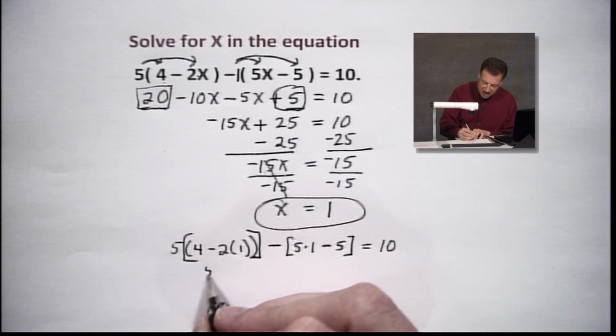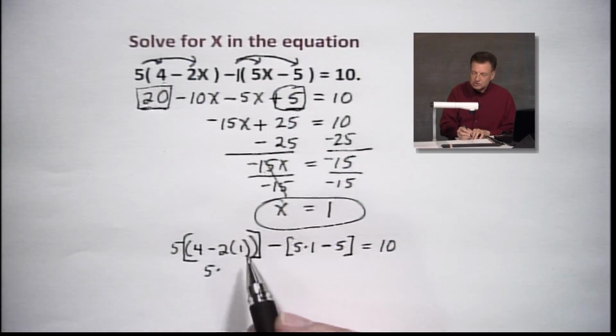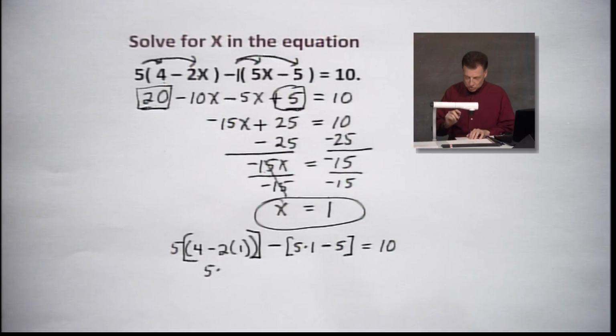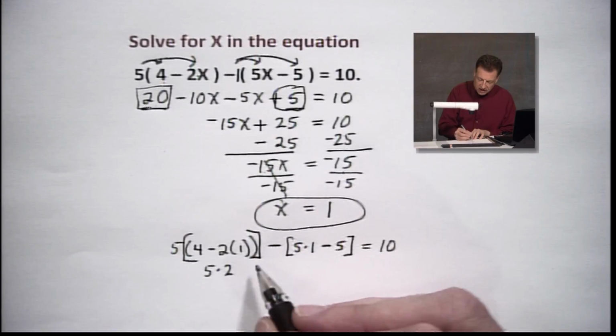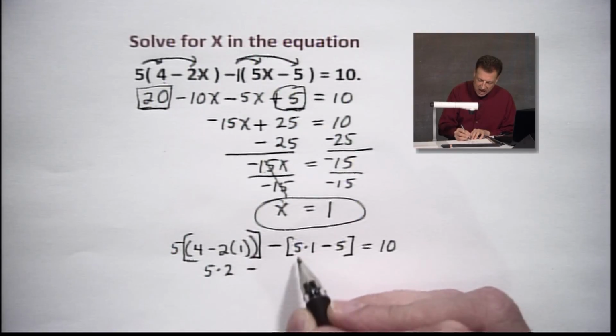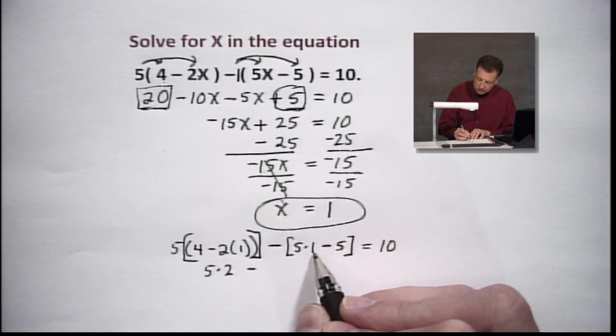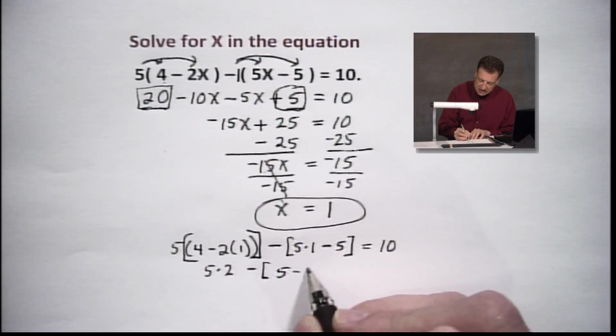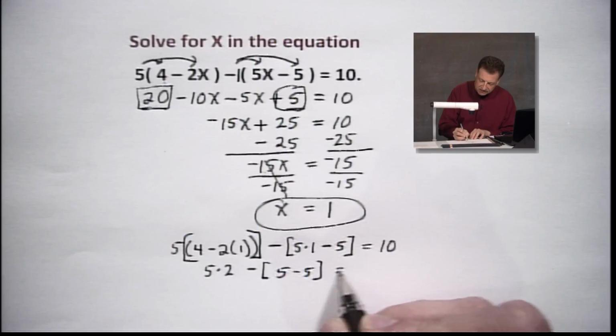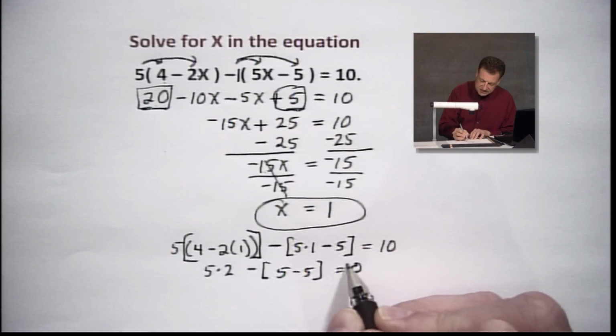This is going to give us 5 times, look, that's 2 times 1, which is 2. 4 minus 2 will give you 2, so that's basically what that little bracket did. Over here we're going to subtract, it looks like, another bracket. Oh, we've got to be careful on this one. 5 minus 5, take care of that. And then that's going to give us 10.